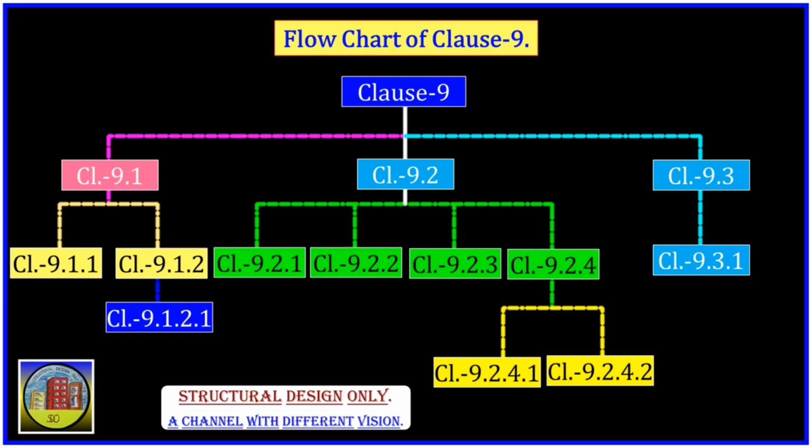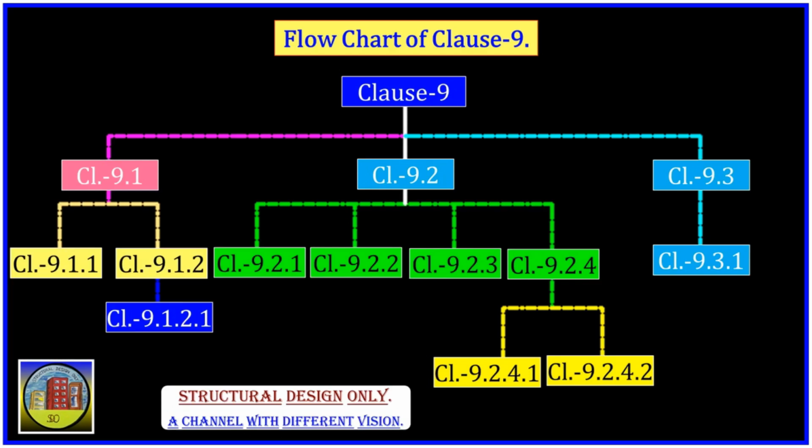Title of Sub-clause 9.1, Mix Proportion. Sub-clause 9.1 is further divided into 2 sub-clauses: 9.1.1, determining concrete mix proportions, and 9.1.2, emphasize importance of information required. From 9.1.2, we have 9.1.2.1, specifying additional mix details.